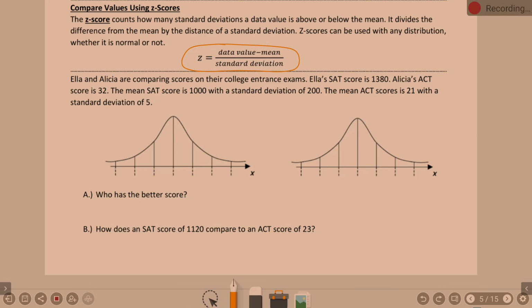So we'll look at this problem with Ella and Alicia tomorrow, okay? We'll go through there and do some comparison. We'll talk about how to do z-scores and also how to turn those into percentages, okay? But I think I will stop there because I'm going to get in the middle of this problem and get caught.